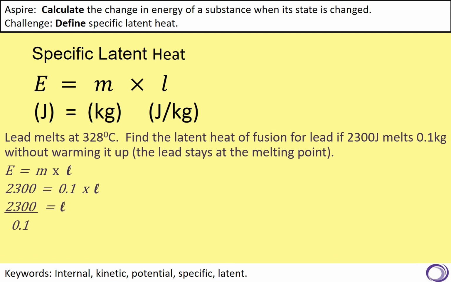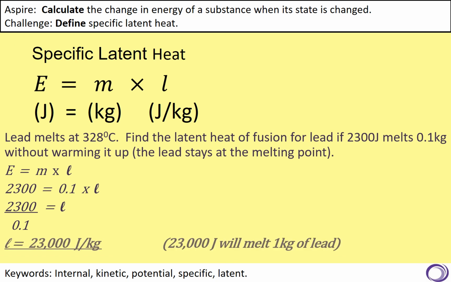So then, in order to rearrange this, the way I've done this is to get rid of that 0.1 on the side that says times by L. I need to divide that by 0.1. So whatever you do to that side of the equation, you would do to the other side of the equation. So then I would do 2,300 divided by 0.1, and that would give me the latent heat, which is 23,000 joules per kilogram. So I would need to put in 23,000 joules of energy, and that will melt 1 kilogram of lead and not change its temperature.